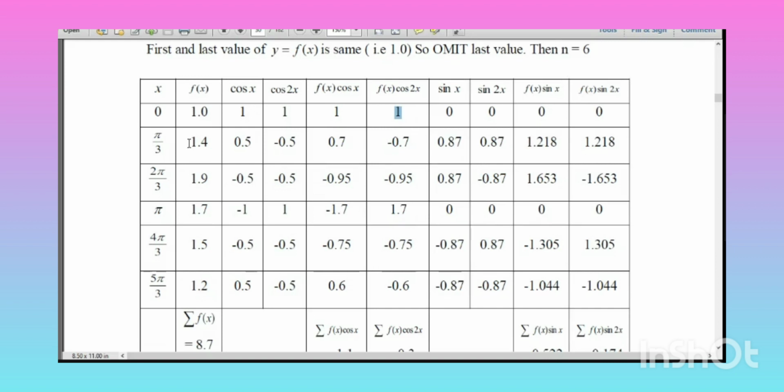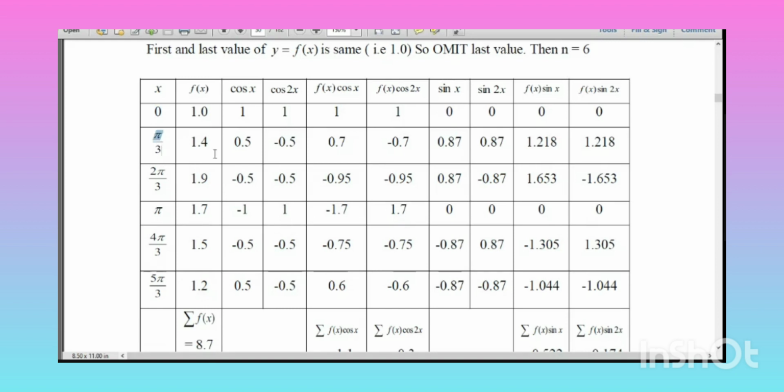f of x is 1.4, cos 2x is minus 0.5. Multiply, you will get minus 0.7. That is f of x cos 2x. In a similar way, you have to find sin x. Sin 0 is 0.